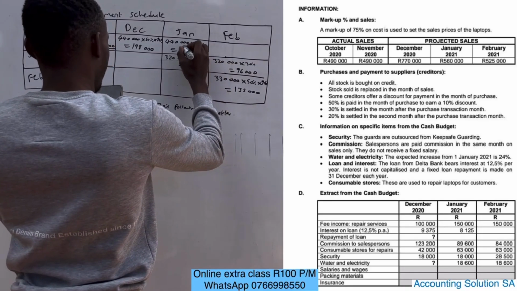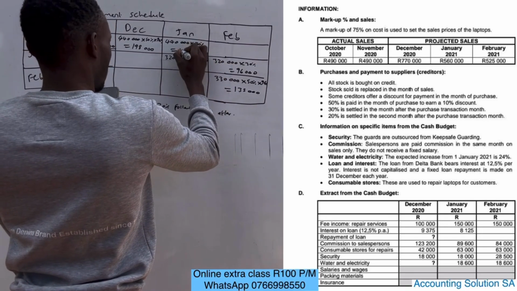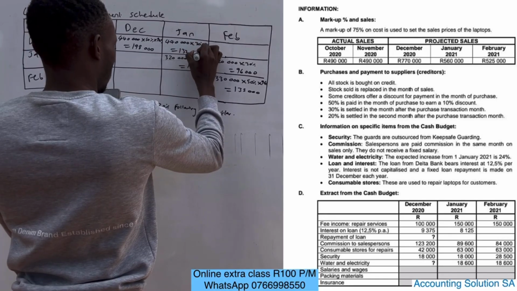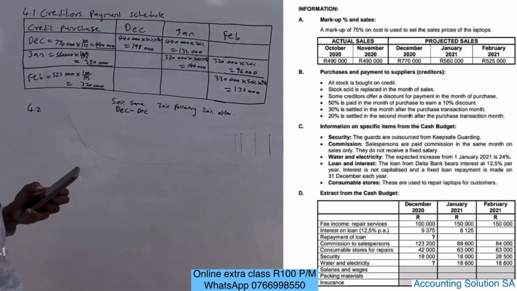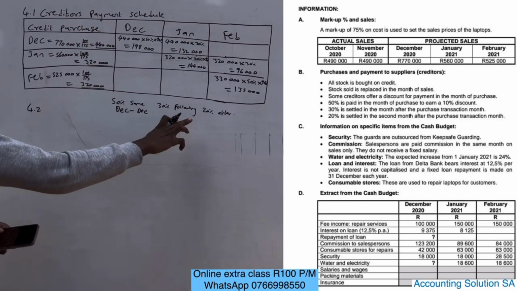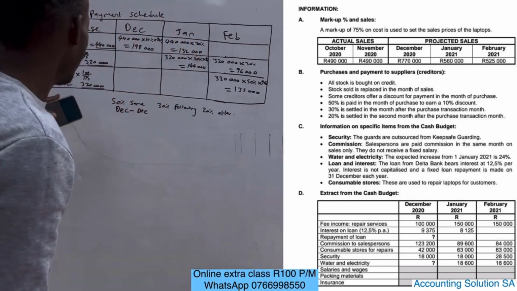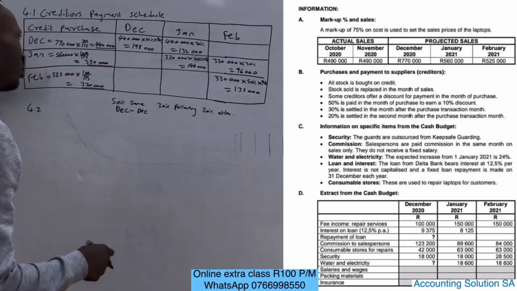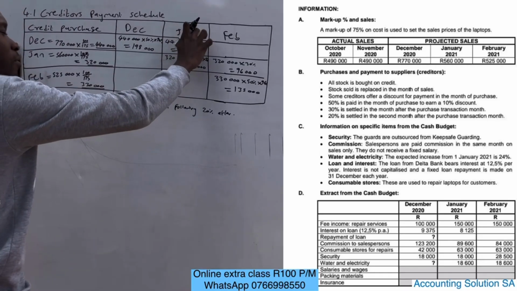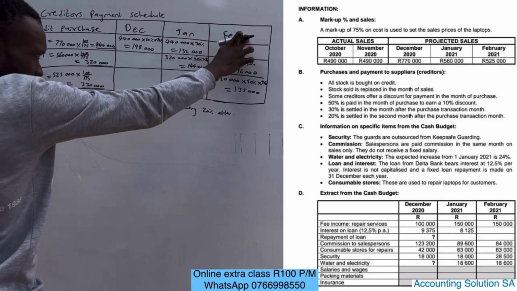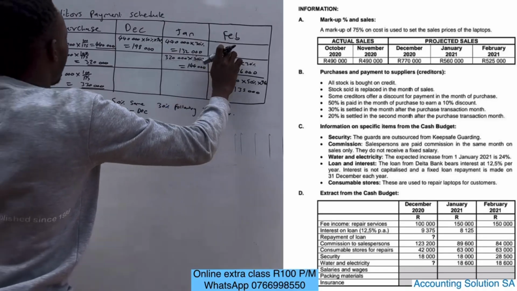Okay, and this one is going to give us 132,000, just like that. Now we are going to 20%. 20% is months after the following month. If we are talking about December, the following month is January, and after the following month is February. 20% is going to apply here.